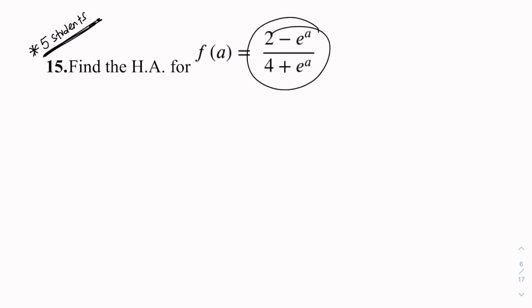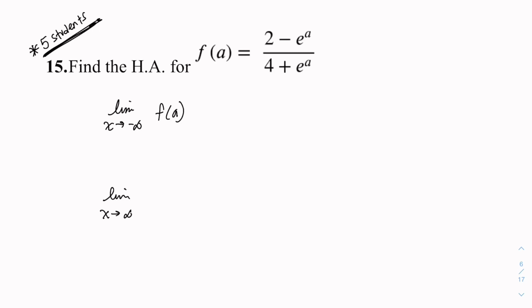So again, we don't know how our graph behaves when we have exponentials involved. So we're going to take the left limit and the right limit separately. Okay, actually I'm going to write the whole thing because we'll plug in and see what happens. Notice actually that our variable is not x, it's a. So I'll go and write as a approaches infinity and as a approaches negative infinity.